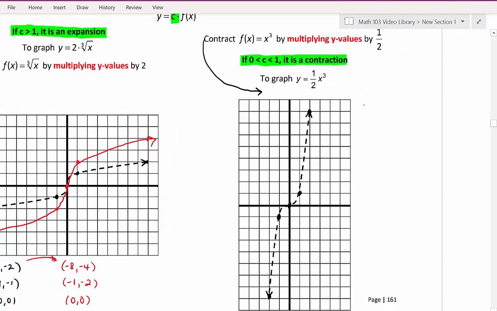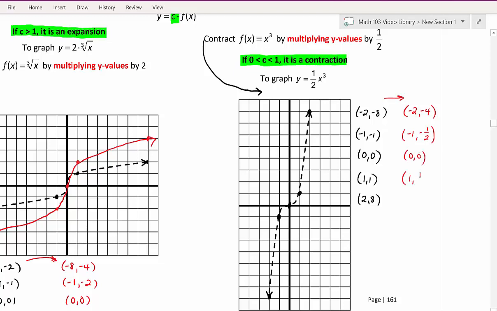I'm going to list out my 5 points. -2, -8, -1, -1, 0, 0, 1, 1, 2, 8, and we'll multiply all the y values by a half to get the points post-contraction. It's going to be -2, -4, -1, -1/2, 0, 0, 1, 1/2, and 2, 4.